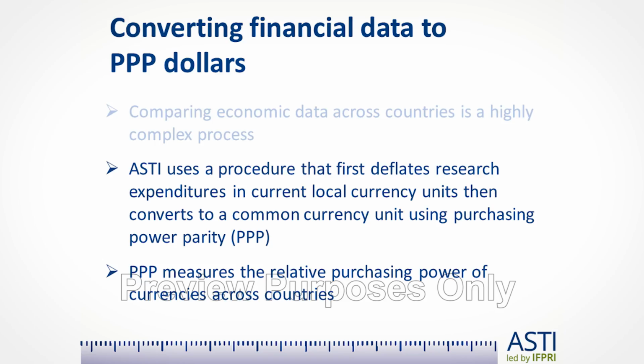That's why ASTI has chosen to use purchasing power parity dollars, or PPP dollars. PPP exchange rates are collected annually by the World Bank and really reflect the purchasing power of countries, and are based on a very wide basket of goods and services in each country. So these purchasing power parity exchange rates reflect the purchasing power of countries much better than do the market exchange rates.